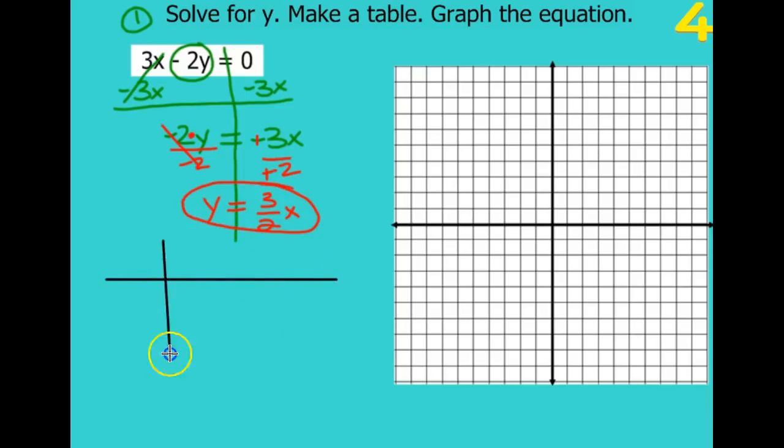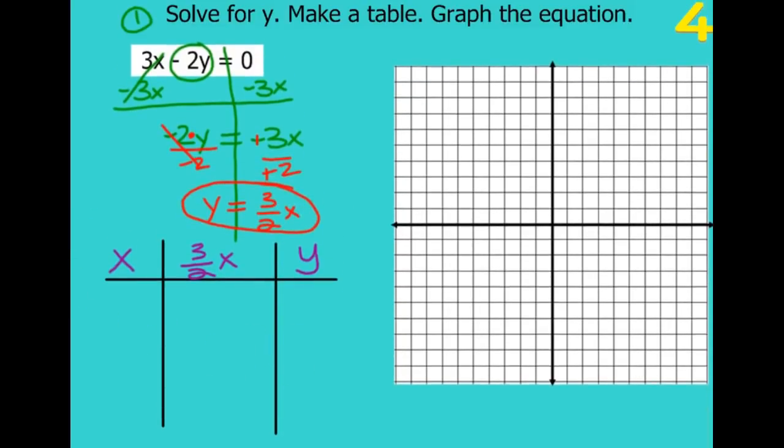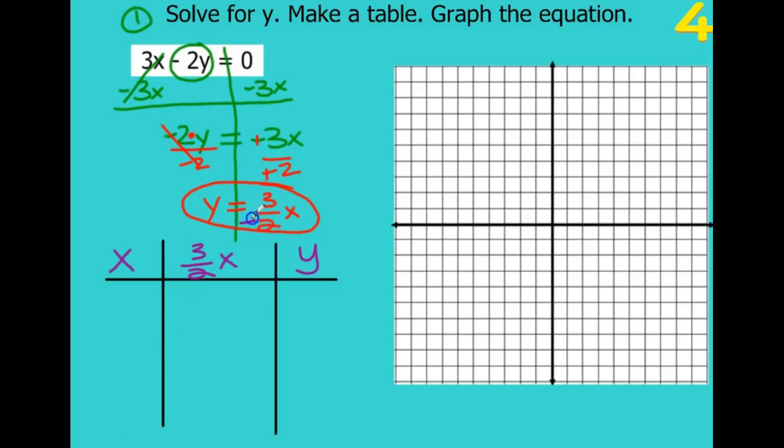And then we're going to make our table so we can graph. Plug numbers in for x, and we're going to get out y. Our equation goes in the middle, and our equation is just 3 over 2x. There's nothing added or subtracted on this one. So it doesn't tell us what to plug in. Last time we plugged in whole numbers counting by ones because there weren't any fractions. This time our denominator is a 2, so we need to plug in multiples of 2. So positive, it would be 2 and 4, and negative, that would be negative 2 and negative 4. That way we don't end up with any decimals with our y's.